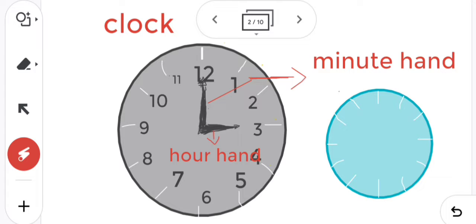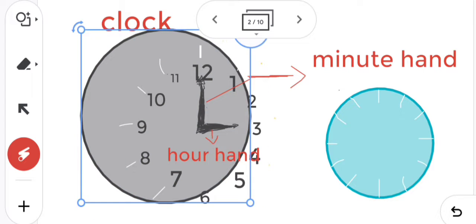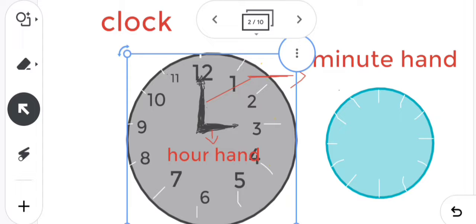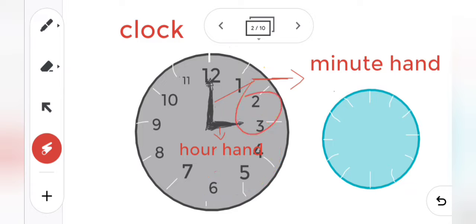Now we will learn that the clock is divided into 12 equal parts. Already I taught you how to divide it into 12 equal parts. These 12 equal parts tell about the hours. That means the clock is divided into 12 hours. So these 12 equal parts tell about the hours.